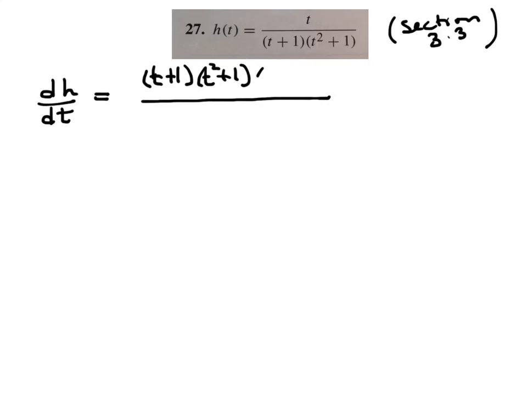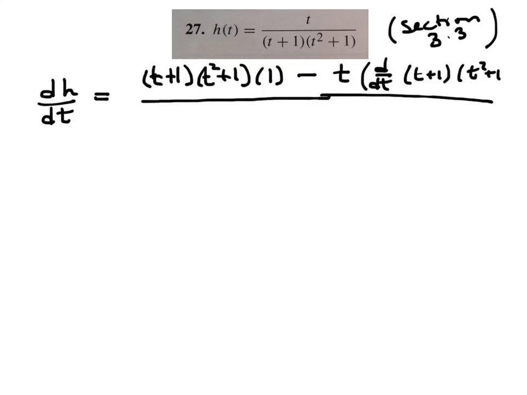So the derivative of t is just 1. Minus the numerator, which is t, times the derivative of the denominator. So let me just write that as d/dt of (t plus 1)(t squared plus 1) for now. Okay, and then in the denominator we just get the old denominator squared.